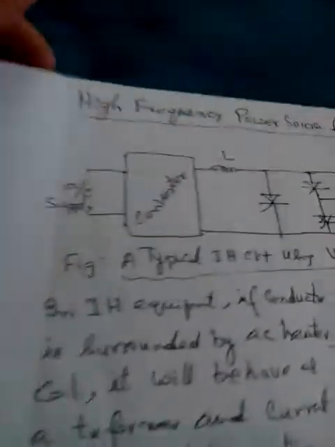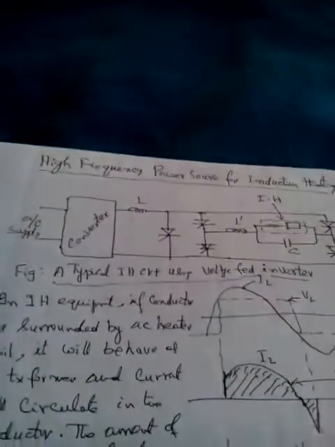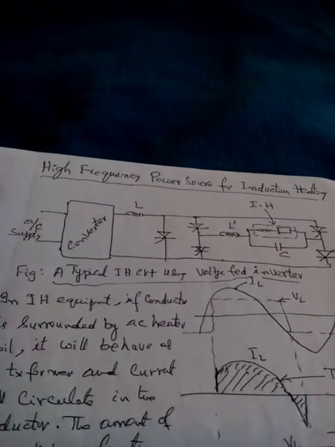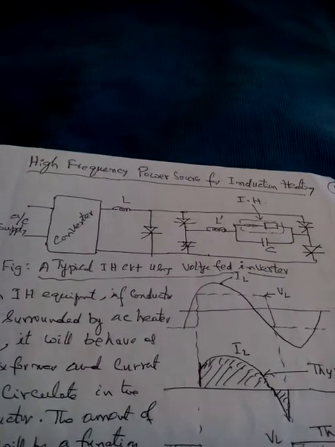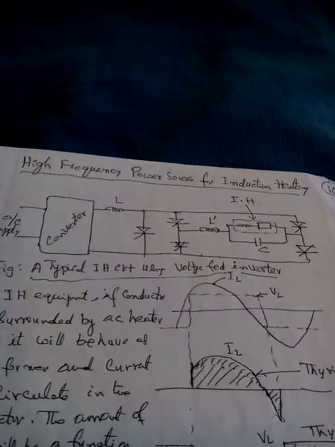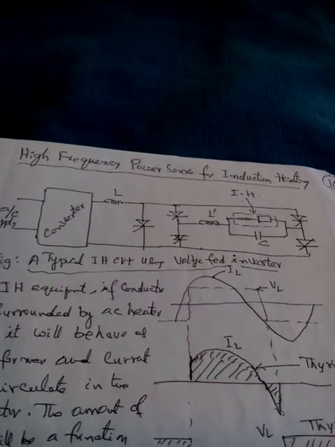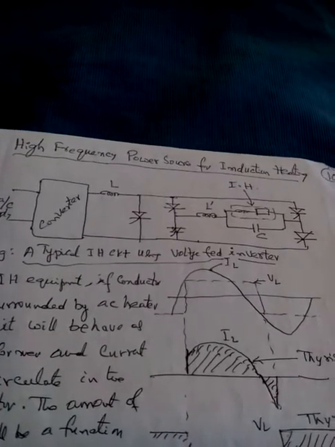There is a high frequency power source for induction heating, as already told. There is a typical induction heater circuit using a voltage fed inverter. You can note down this diagram. It consists of AC supply, converter, an inductance, an SCR, then 4 SCRs in bridge form. In between, an inductor L dash and the conductor where induction heating is required. In parallel, a capacitor is connected.